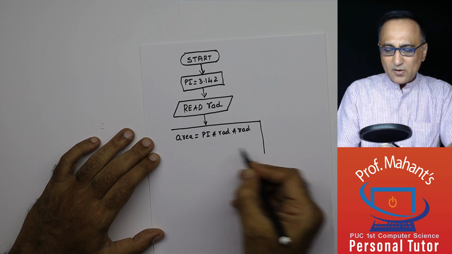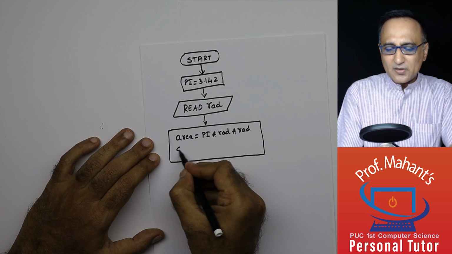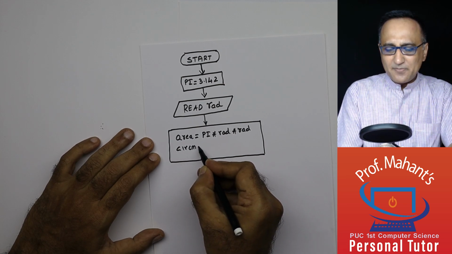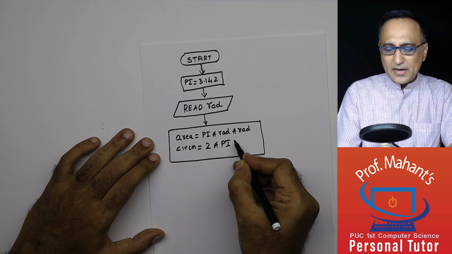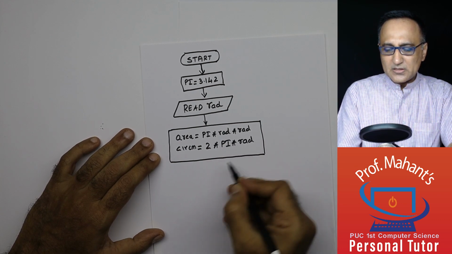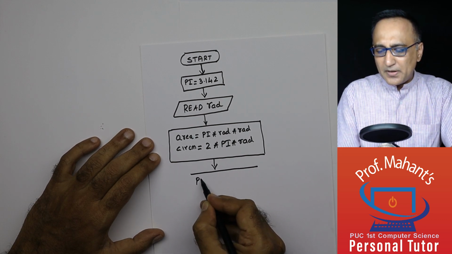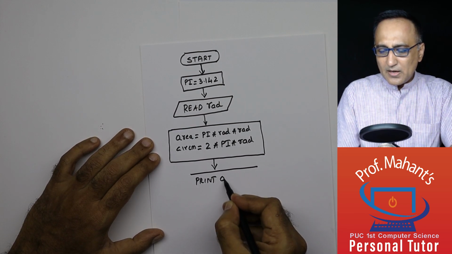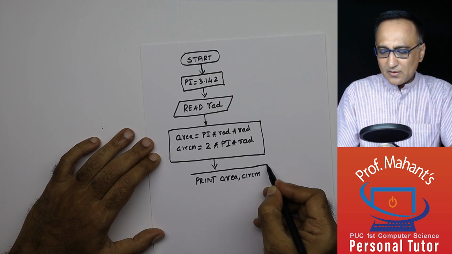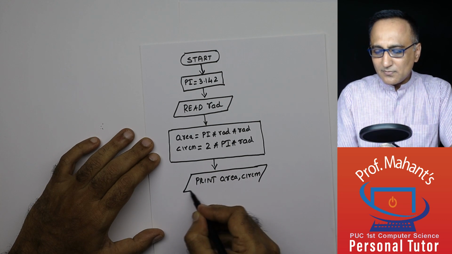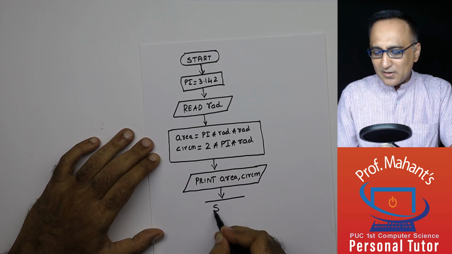All right. And what about circumference? Circumference is 2 pi r. So I can say CRCM, which stands for circumference, is 2 into pi into radius. And in the last step, I can go ahead and print the value of area and circumference. And then finally do a stop.